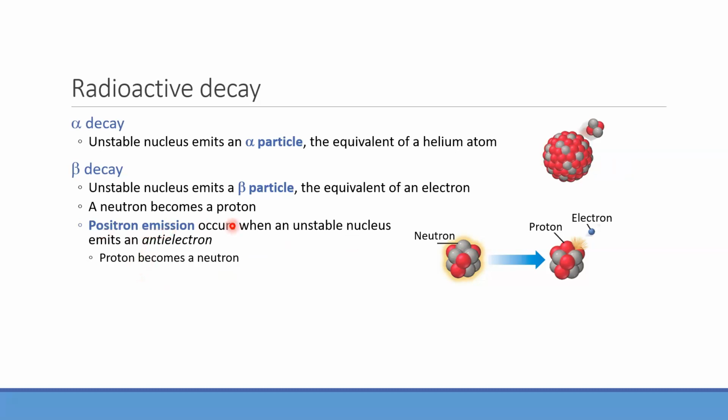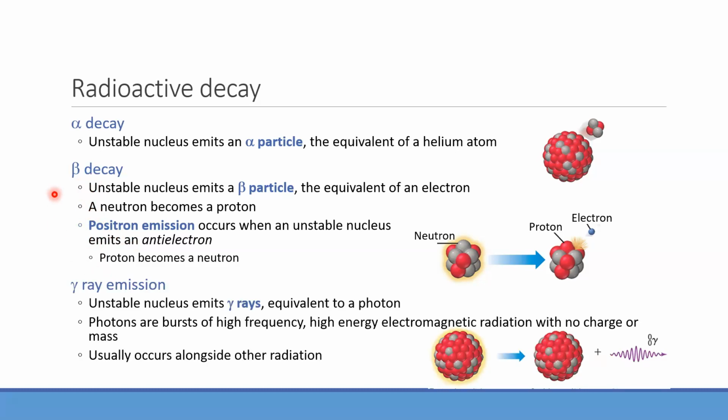Positron emission is a special type of beta decay when an unstable nucleus emits an anti-electron, so basically a proton becomes a neutron. It's the opposite. It's not the reverse of this because it's not gaining an electron. It's actually kicking out a positron, which is just a positively charged electron. And so the proton becomes a neutron. And so again, this changes the identity of the compound.